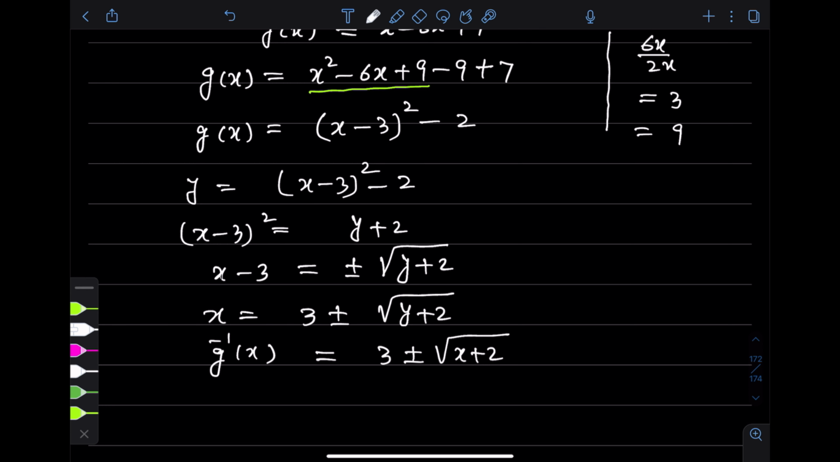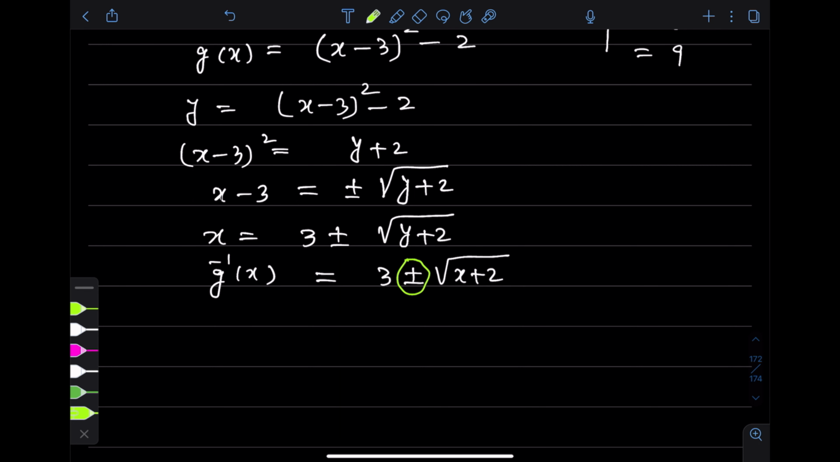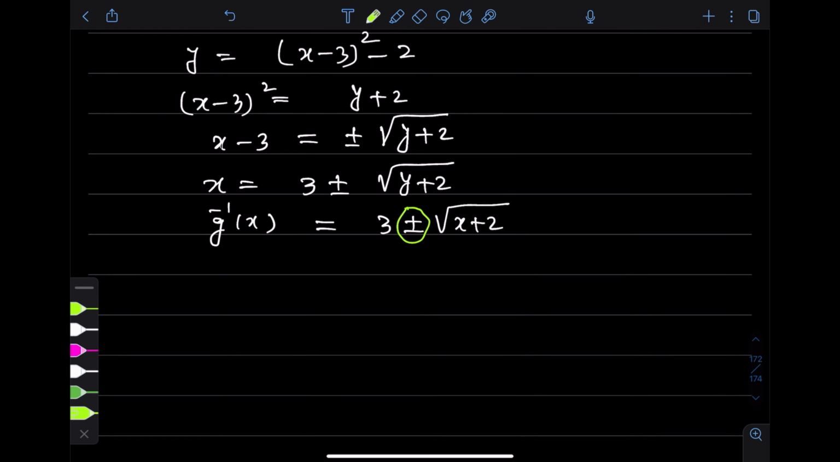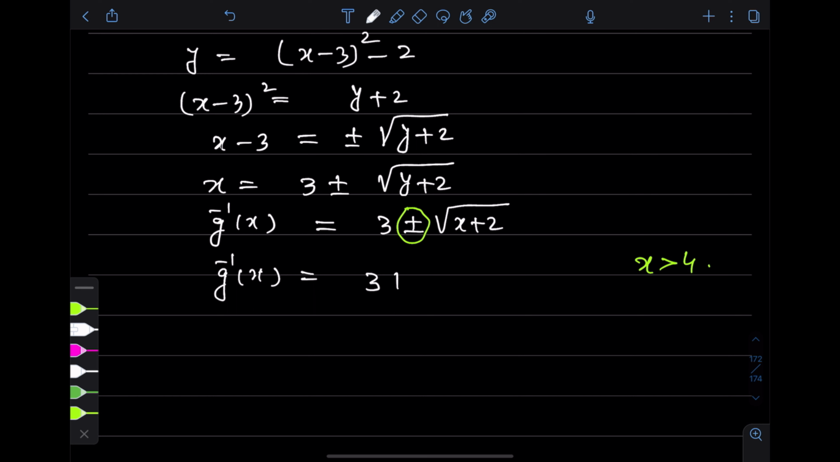And now we will justify whether it is the positive or negative answer. We see that the domain of the function g(x) is x > 4. So since the domain is x > 4, we must have g⁻¹(x) equal to 3 plus something, so we will not take the minus sign; we will take the positive sign. 3 + √(x + 2). This is g⁻¹(x).